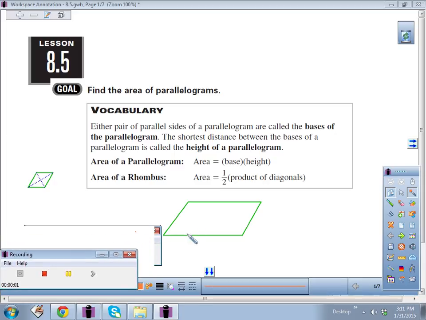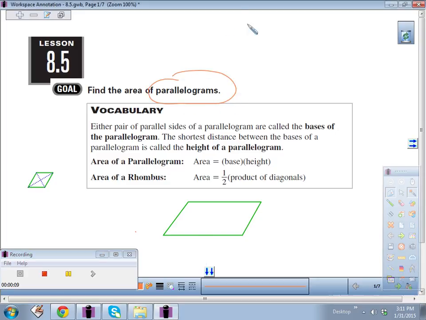Okay, lesson 8.5. The goal today is to find the area of parallelograms. Now, earlier this year we talked about parallelograms and we had a few properties that we remembered about them. Think about those properties for a second. What does a parallelogram look like? There are some parallelograms that will look like this.